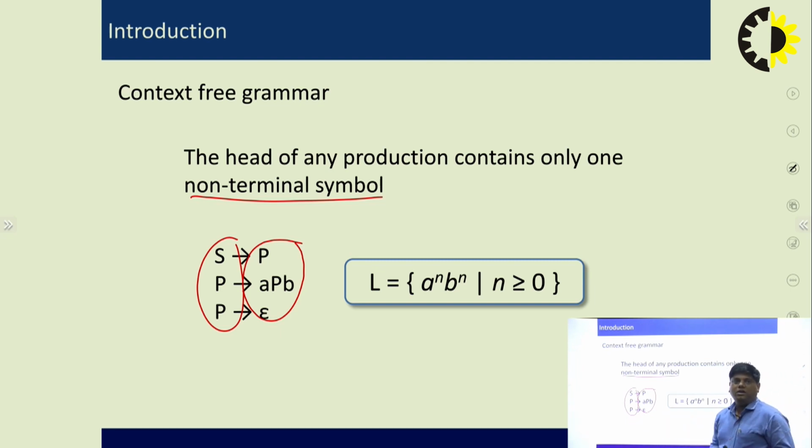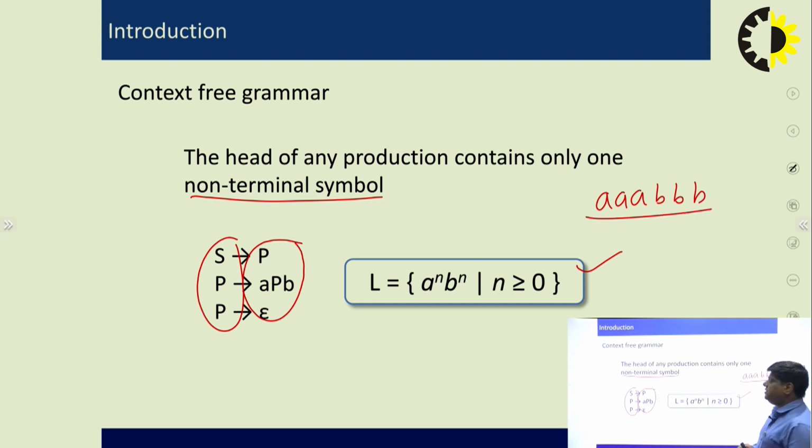This is the grammar and this is the language of this grammar. It means with the help of this grammar, the language a to the power n, b to the power n is generated. And what different types of strings are generated? ab, which means the number of a's and the number of b's are equal. Strings such as aabb or ab are generated with the help of this context-free grammar.